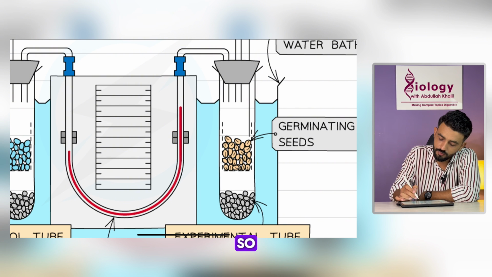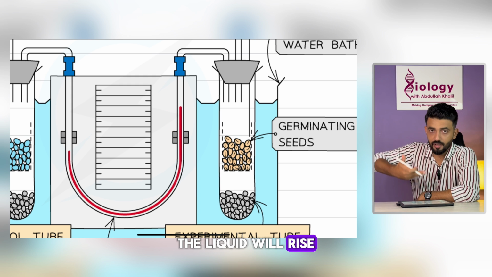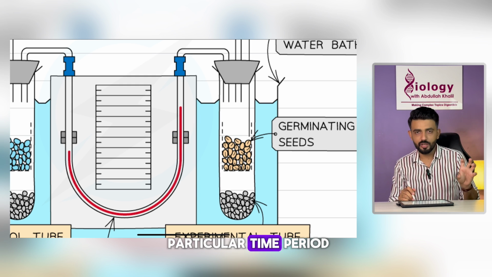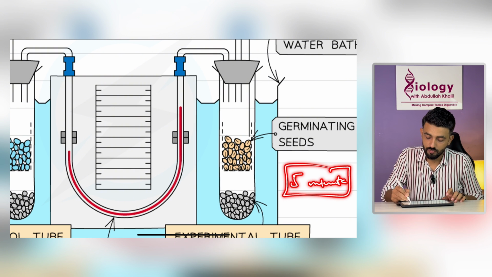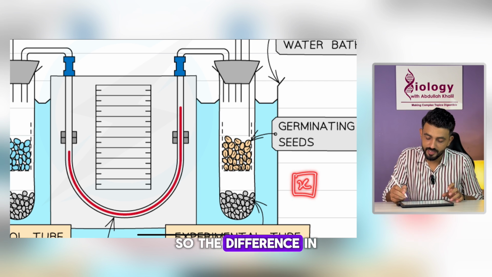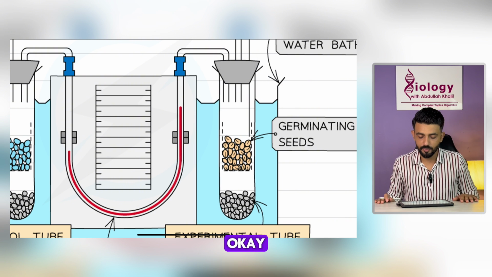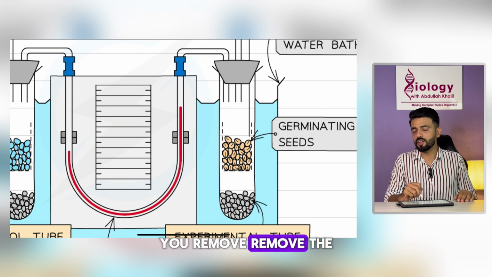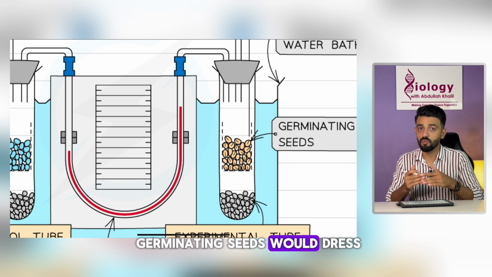Okay? So oxygen is inhaled, the meniscus will move upwards, the liquid will rise, and we note the change. For a particular time period, let's say 5 minutes, we note the change. Whatever that change is, we call that X. So the difference in the level of the meniscus is X for this part. Okay? Now we remove the soda lime from the bottom, and this time the germinating seeds would respire.